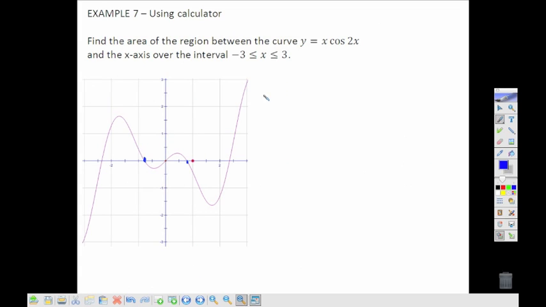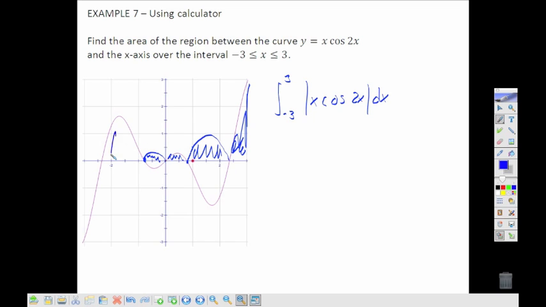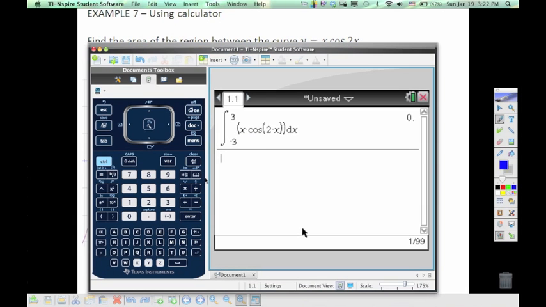But using our calculator, if I plug this in as the integral going from -3 to 3, and I use the absolute value of x cosine of 2x dx, then that's going to change my graph so that everything will now be a positive value there. This area all above the axis. And notice if I plug this into my calculator, looking first at going from -3 to 3, I just plug the function straight in. It gives me a value of 0.